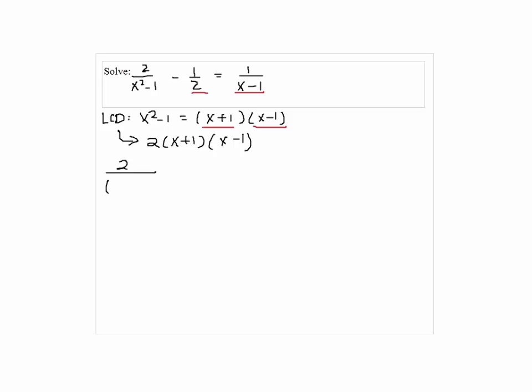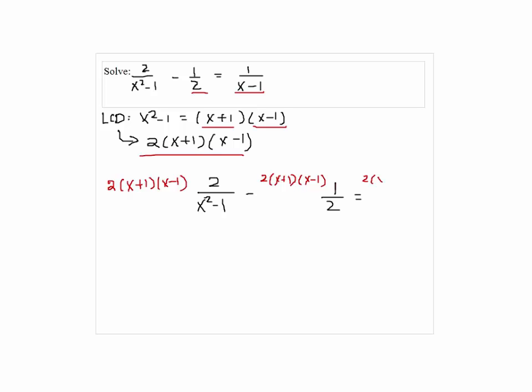Now we're going to rewrite each. Now we're going to multiply each fraction by the LCD. So we have 2 times x plus 1 times x minus 1 times 2 over x squared minus 1, minus 2 times x plus 1 times x minus 1 times 1 half, equals 2 times x plus 1 times x minus 1 times 1 over x minus 1.